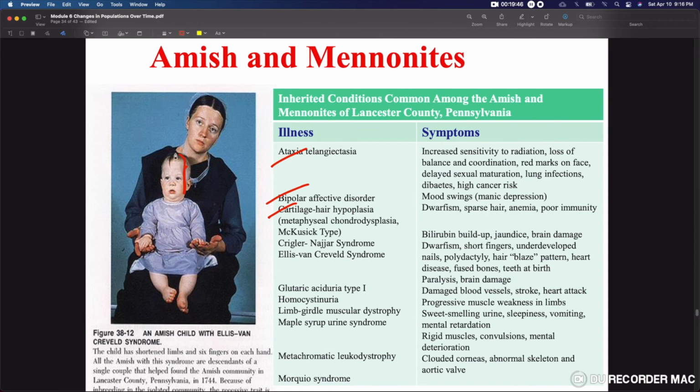Look at that head of the baby and the hands. It also has extra digits, polydactyly, sorry. It's also dwarfish, and so on and so forth. The maple syrup, look at that. You want your urine to be maple syrup? Anyway, so those things can happen when your population gets to be isolated for so much time.